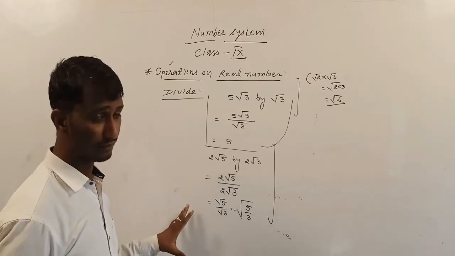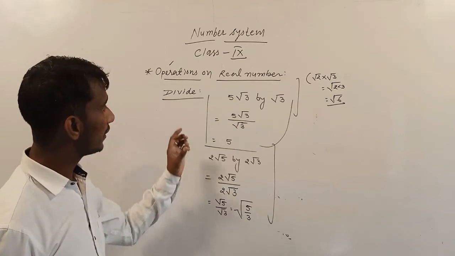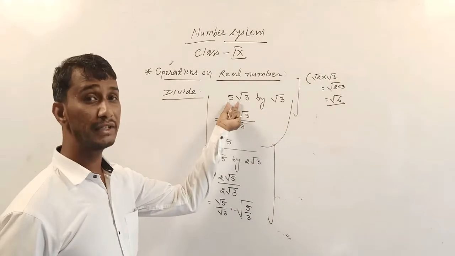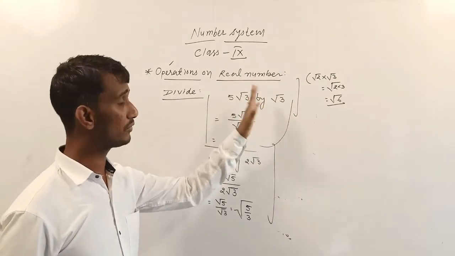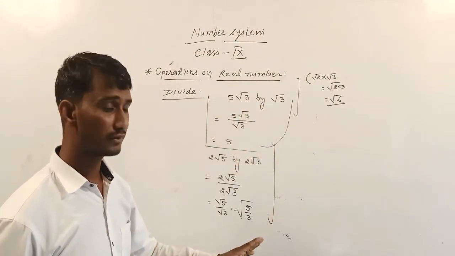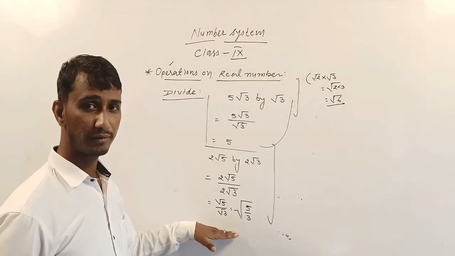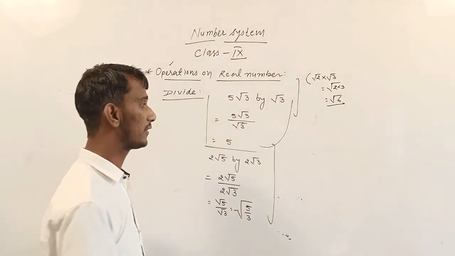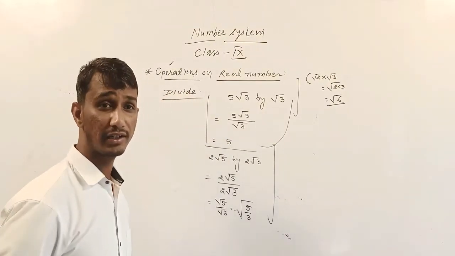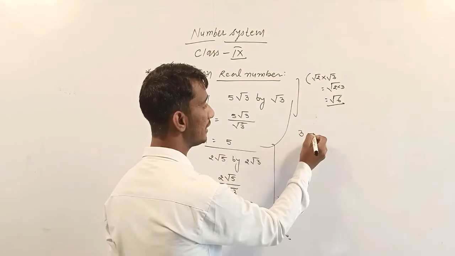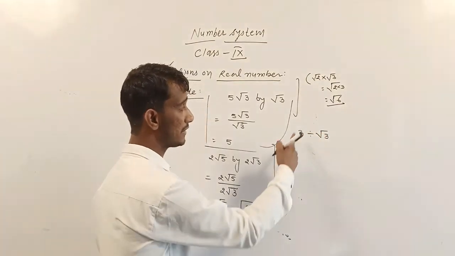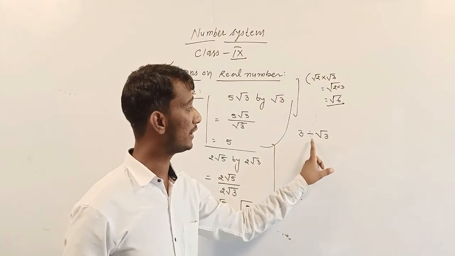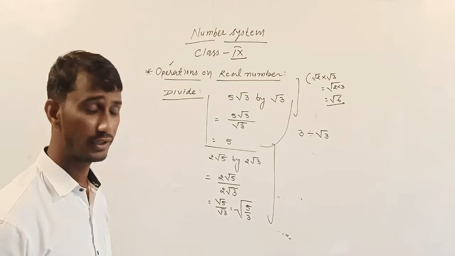So we can write here one more important thing. In division also, the quotient of an irrational number and an irrational number may or may not be irrational. Okay, but for a rational number, look here, 3 divided by root 3. This is rational, this is irrational. So how to divide 3 by root 3? How to divide? Look here.